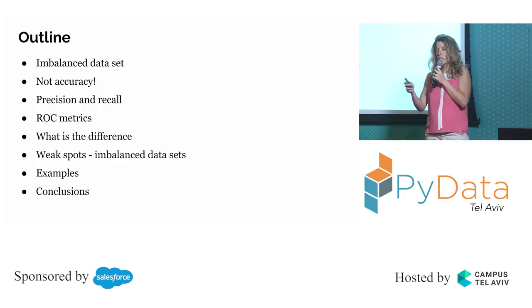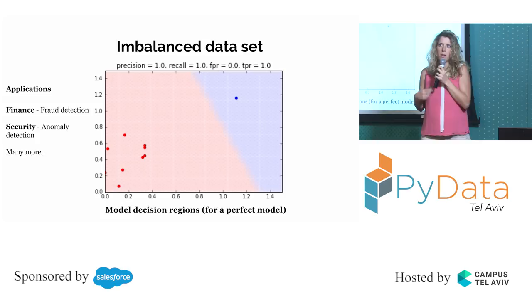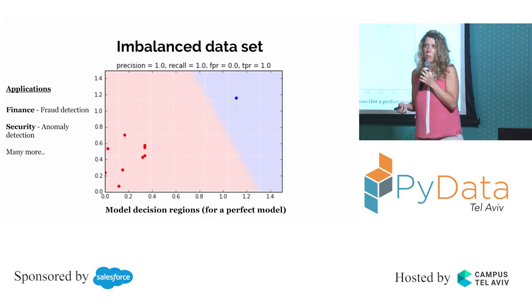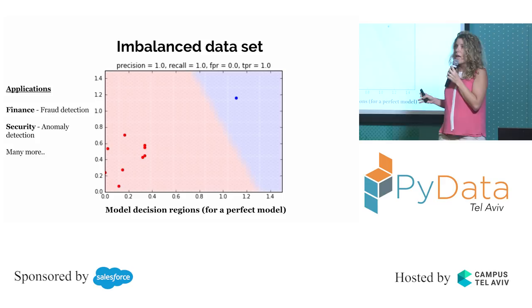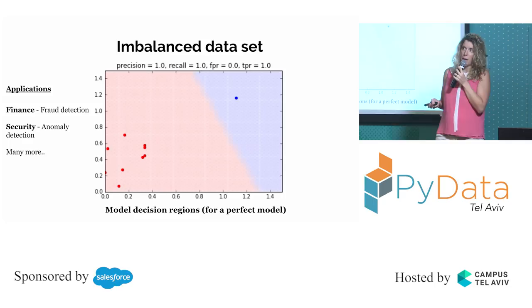So imbalanced datasets, as you all know, have many applications: fraud detection, anomaly detection. For example, in BlueVine, we want to approve deals for loans for small businesses automatically. Most of the deals we get are good deals and we want to approve them automatically, but the deals which are not good or we're not sure about, we don't want to approve automatically, and we give them to an analyst for review. So in this scenario, most of the deals are good, they are the positive deals and they are the majority. But if we approve all the deals, it will be very bad because we will approve also the bad deals. So it's important for us to be accurate on the deals we approve. The precision is very important for us.